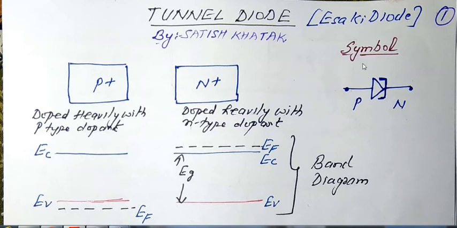Now this is the symbol of a tunnel diode. This is the P side and this is the N side. If we see this, the difference lies in the shape of this N side if we compare this with the ordinary PN diode. Now this is also sometimes called Esaki diode because this was discovered by the scientist Esaki, and after his name this diode, tunnel diode, is also called as Esaki diode.